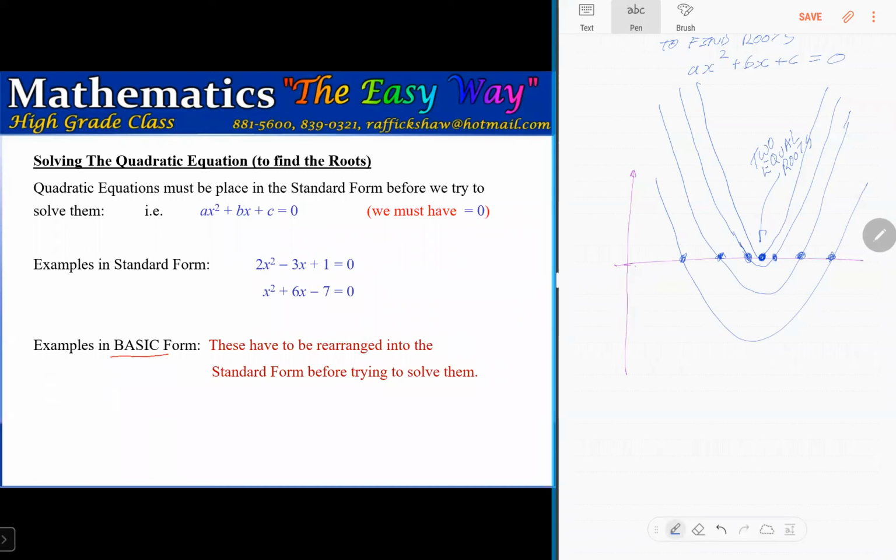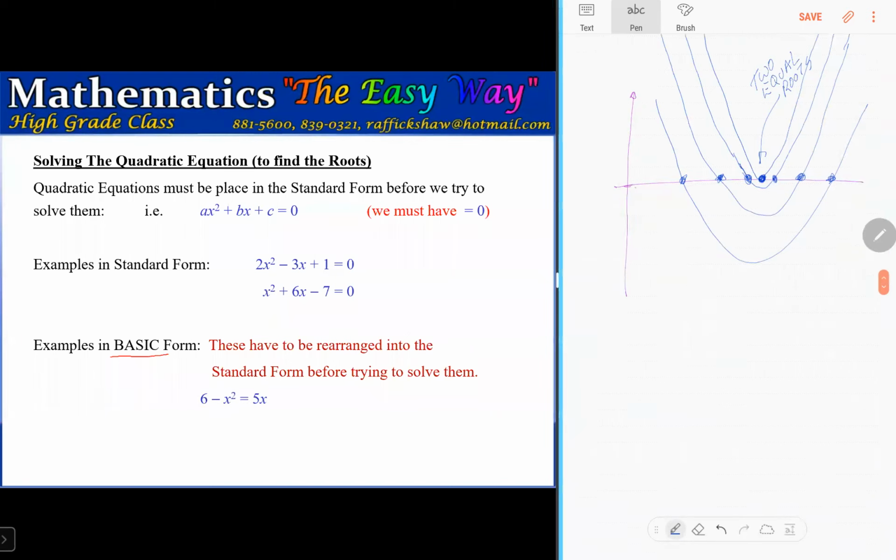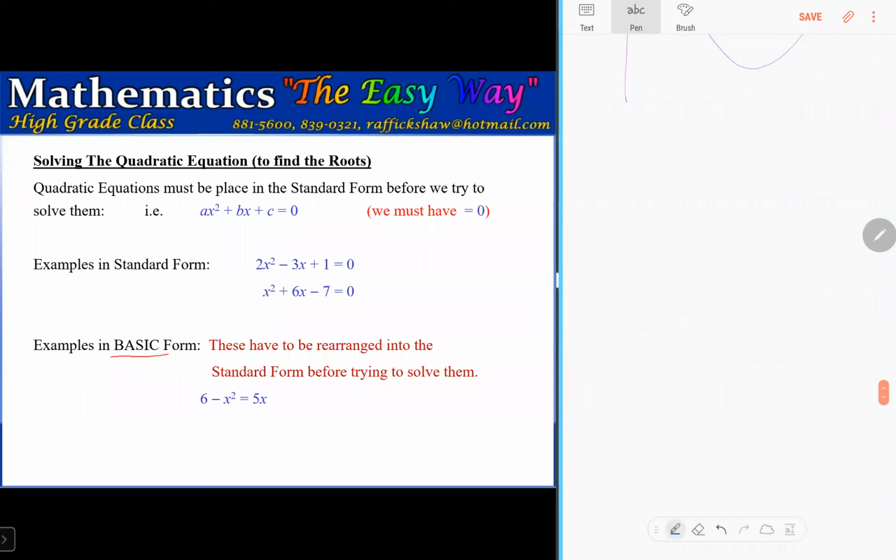So when they're in a basic form, they have to be rearranged into a standard form before you start to try to solve it. So don't even start trying solving it until you put it in a standard form. Very important. All right. So what are examples of them being in a basic form? That's an example of a basic form. So we don't have it equal 0, but we know it's a quadratic equation.